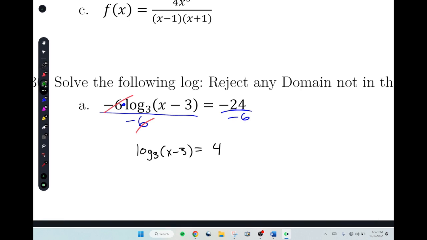And how do we get rid of log 3? This is the hard part. You have to remember this. It's not a hard process, but it is a new process. How do we get rid of that log 3?